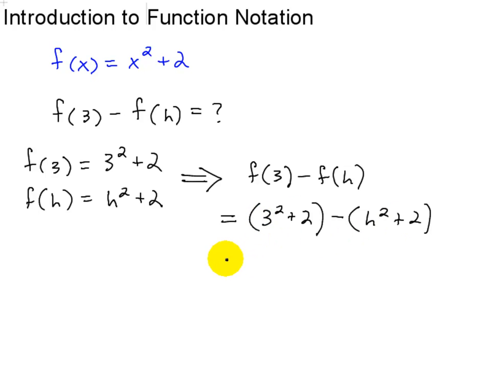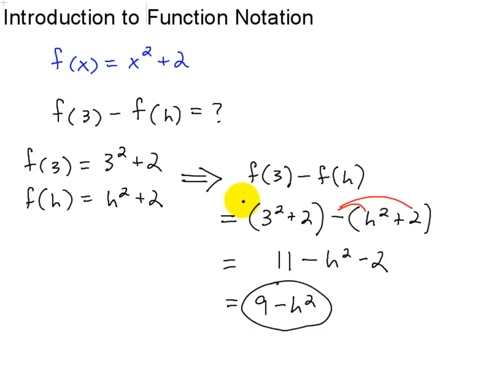And now I can just simplify this. 3 squared plus 2 is 11, minus h squared plus 2. I can't add, they're not like terms, so I need to remember to distribute my negative, which gives me negative h squared minus 2. Now I can combine the 11 and the negative 2 to get 9 minus h squared. So f of 3 minus f of h takes two different inputs to the same function and just looks at the difference between those to get 9 minus h squared.